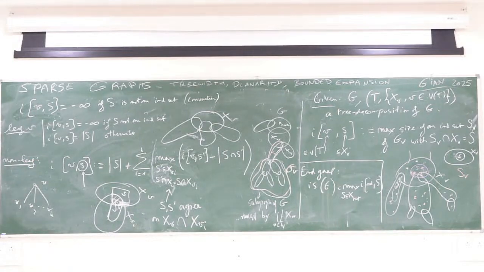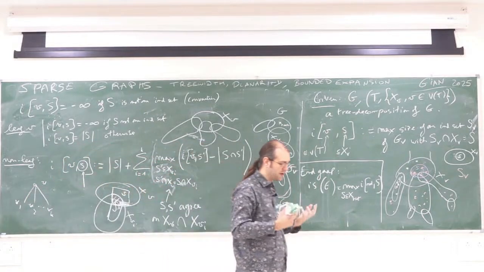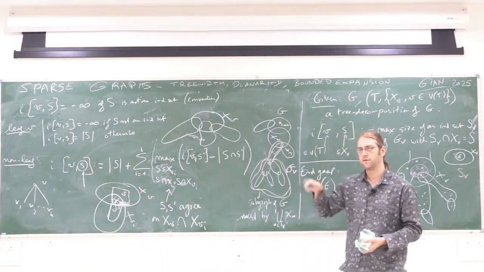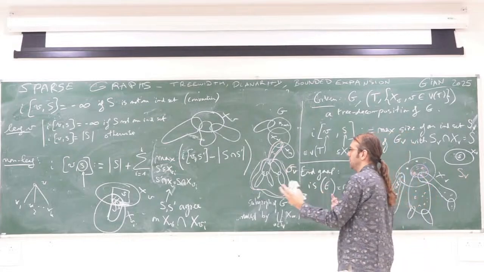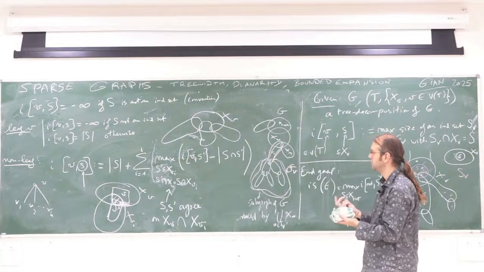So algorithms for tree decompositions are nothing else than thinking, oh, what happens if I have a separator of my graph? You look at your separator, and you see how the different pieces interact. This is one way to see it.